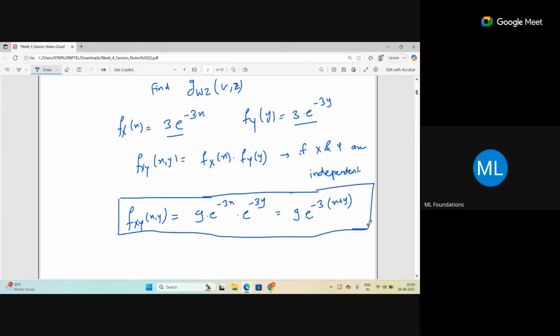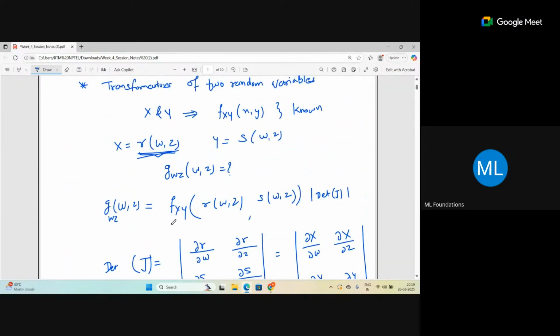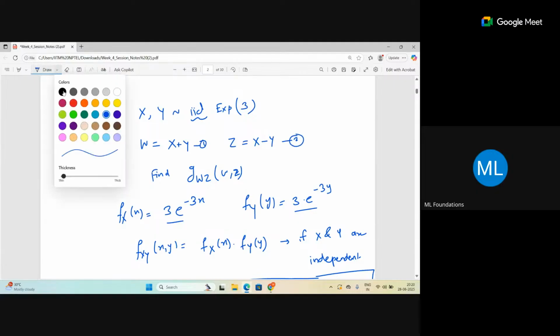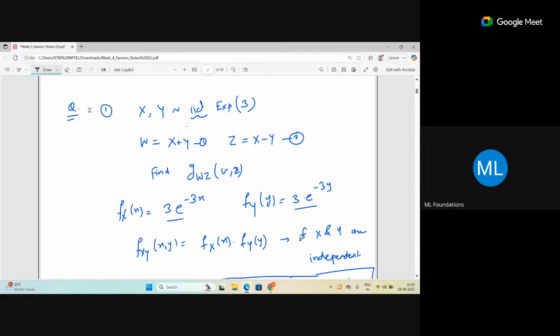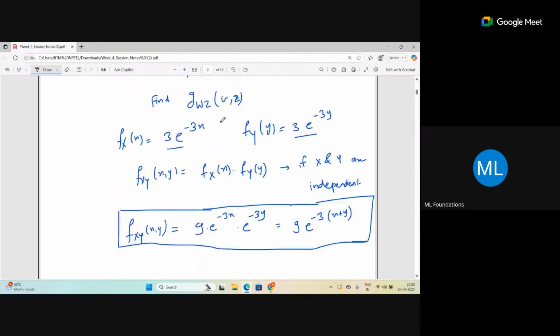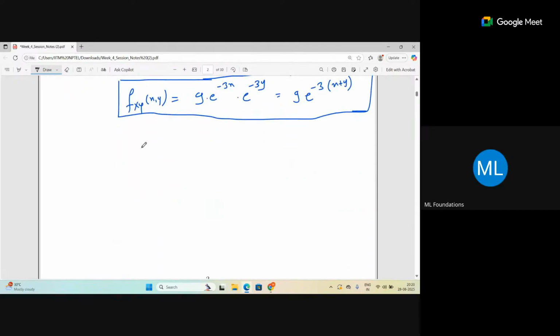So now I know the joint density of xy. What is the next thing I need to do? I need to find x in terms of w and z, and y in terms of w and z. Currently, w is in terms of x and y, and z also is in terms of x and y, but I need x and y in terms of w and z. So how to tackle that? Currently I have w equal to x plus y, and z equals x minus y. This is equation 1 and this is equation 2.